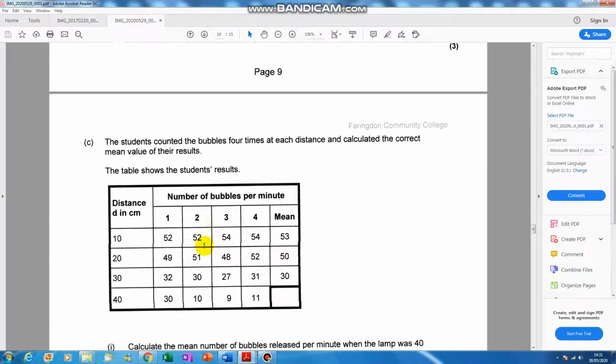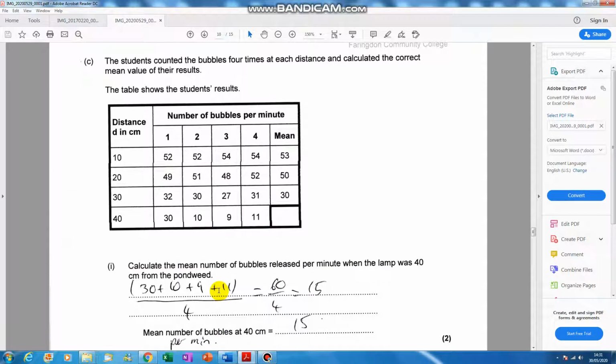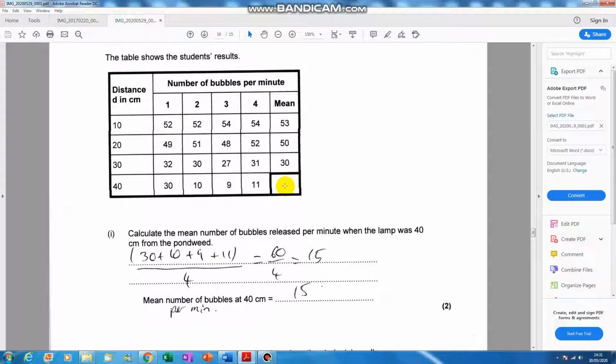Good. Moving on. How much longer have we got? About halfway. So students counted the bubbles 4 times at each distance and calculated the mean value of their results. The table shows the students' results. So we've got a gap here for 40 centimeters.